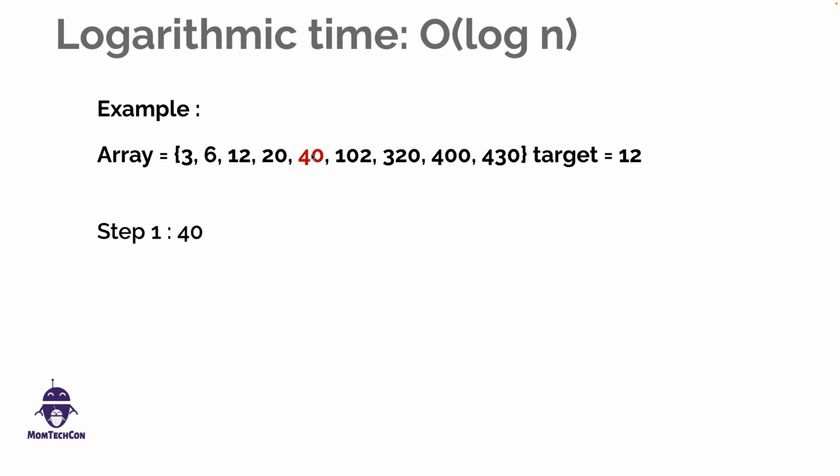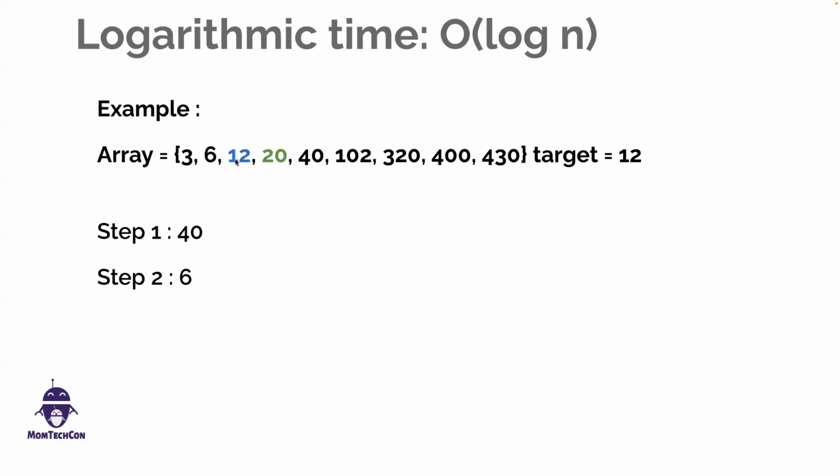The index 4 has the number 40. 12 is inferior to 40. So we are going to look at this new range between 0 and 3. We're eliminating the 40. We know that the element that we're searching for is not here. So we are looking at the indexes below 4, which is 3. Now we are still looking for the middle element, which is going to be 6. 12 is superior to 6.